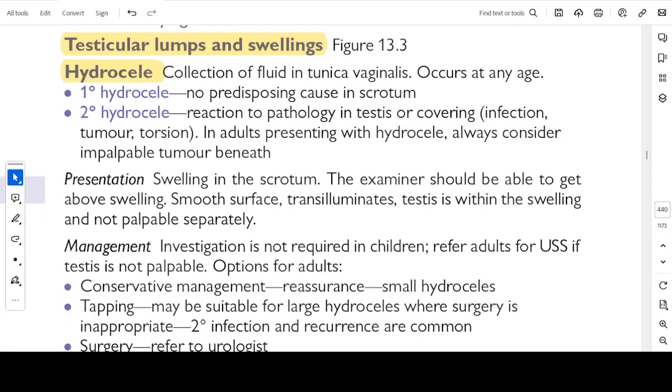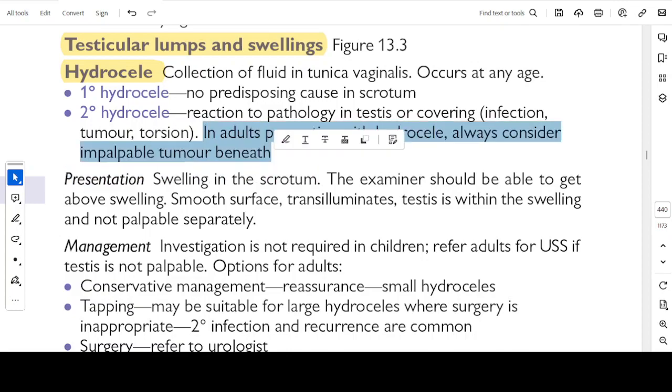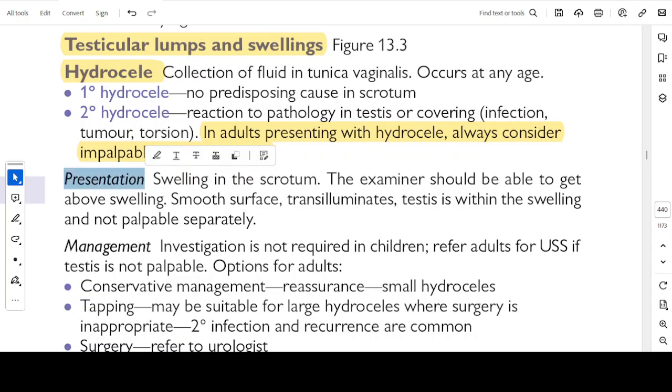Collection of fluid in the tunica vaginalis occurs at any age. Primary hydrocele has no predisposing cause in the scrotum. Secondary hydrocele is a reaction to pathology in the testis or its covering, either infection, tumor, or torsion. In adults who present with a wide hydrocele, always consider there might be an impalpable tumor beneath.